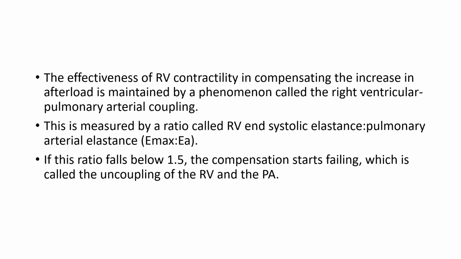The effectiveness of RV contractility in compensating for the increase in afterload is maintained by a phenomenon called right ventricular pulmonary arterial coupling. This is measured by the ratio of RV end systolic elastance to pulmonary artery elastance. If this ratio falls below 1.5, the compensation starts failing, which is called uncoupling of the RV and the PA.